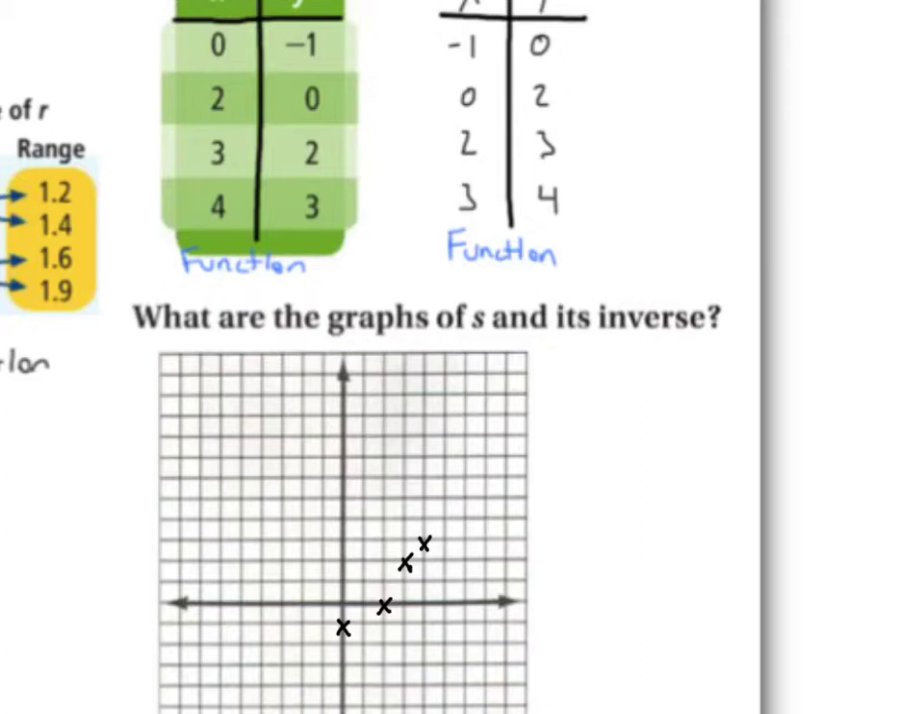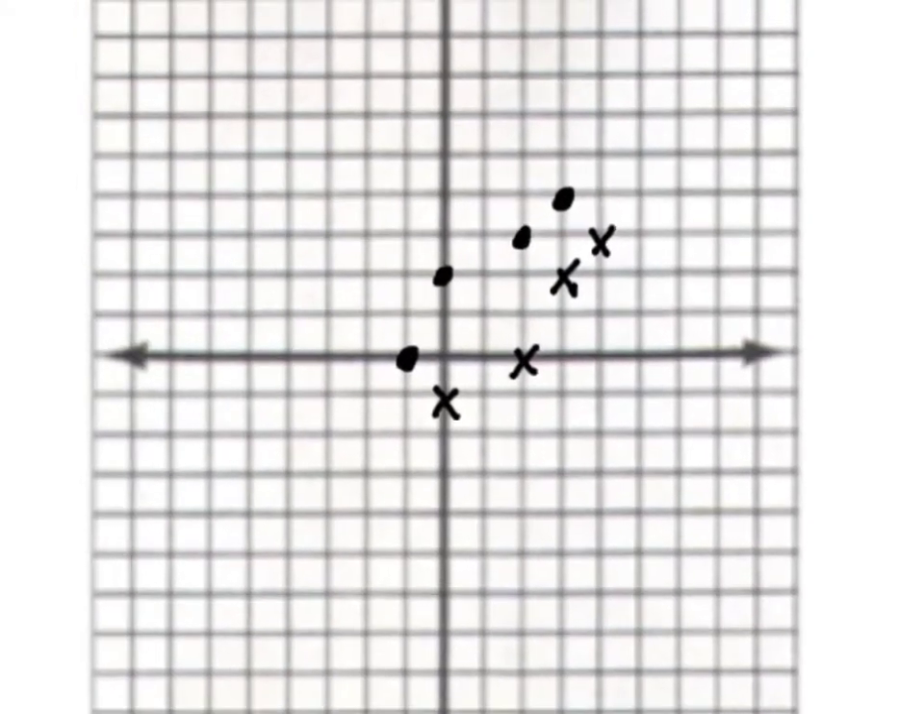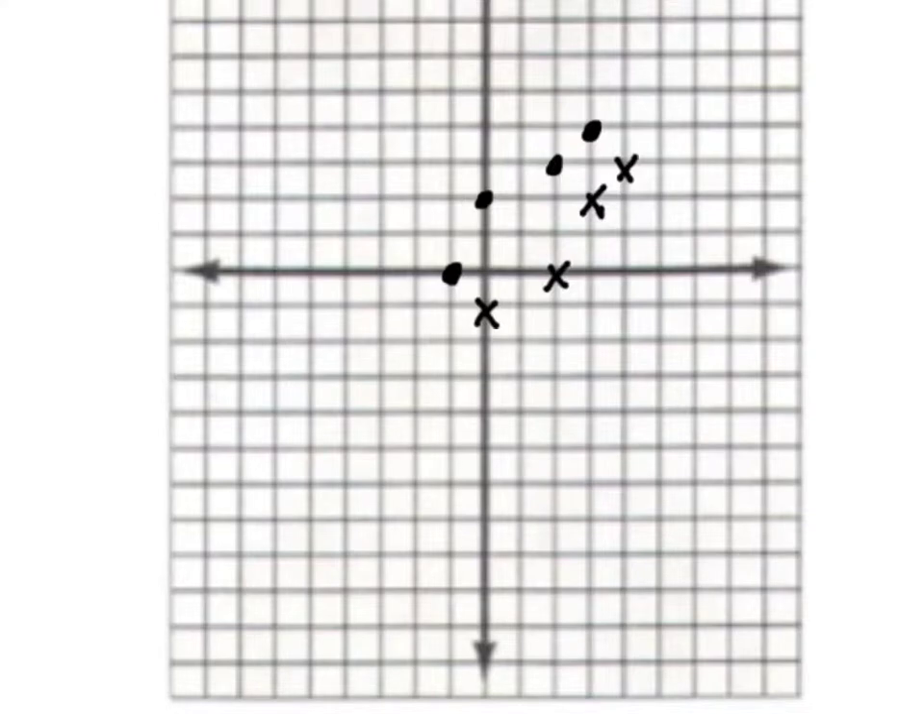Okay? And now I want to graph the inverse that we found yesterday. So the inverse, we're at (-1, 0), (0, 2), (2, 3), and (3, 4). All right, so once we have those graphed, I want to zoom in here and really look at what we have. So there's the original with the x's, the inverse with the dots. Do you see a pattern between the original and its inverse?